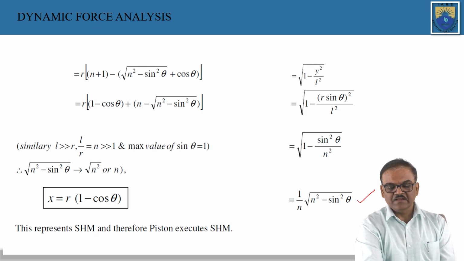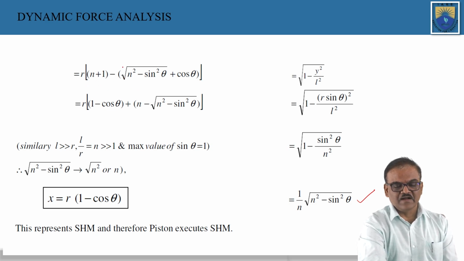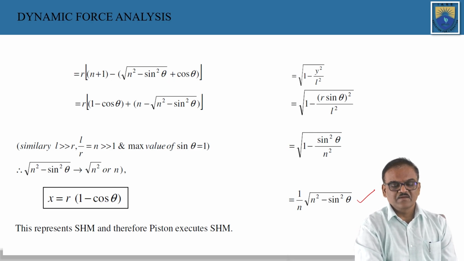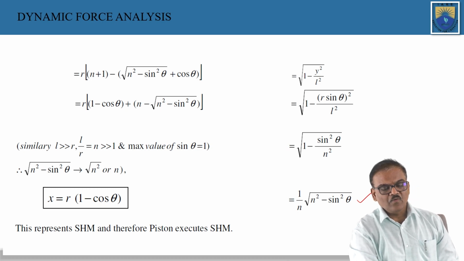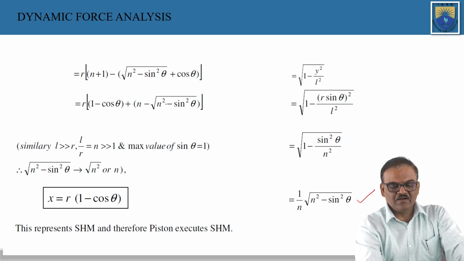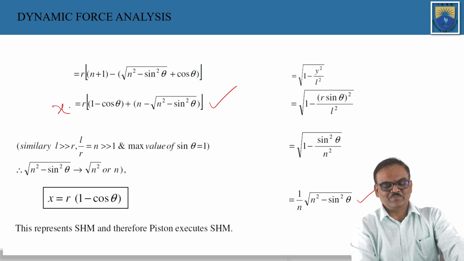Therefore, here I can write this as r into n plus 1 minus under root n square minus sin square theta plus cos theta. Then, if you open up the brackets, 1 minus cos theta plus n minus under root n square minus sin square theta. This is what we call the displacement.